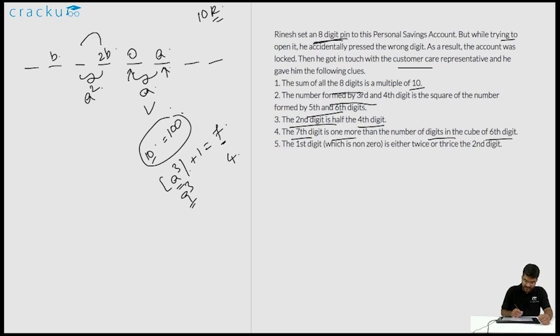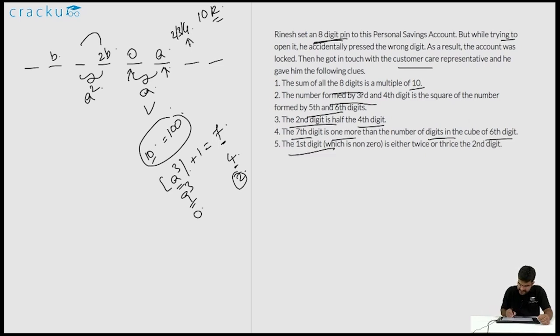And the smallest possible value of a is 0, in which case a cube is again 0. So the number of digits in a cube is 1. So the smallest value of the seventh digit is 2, because it is 1 more than the number of digits in the cube of a. So the seventh digit has to be either 2 or 3 or 4.